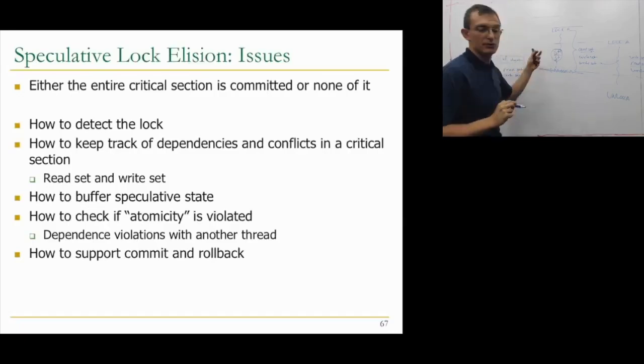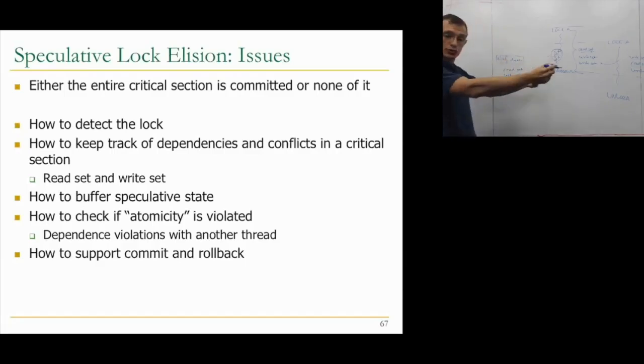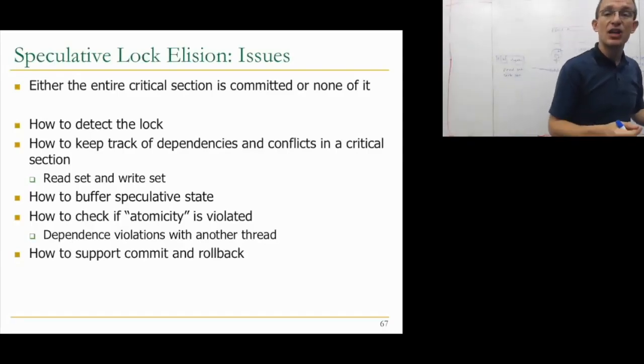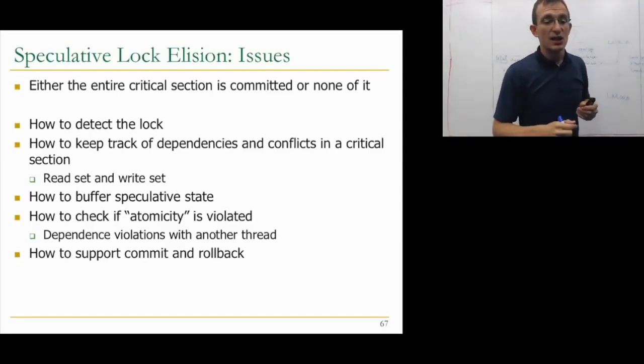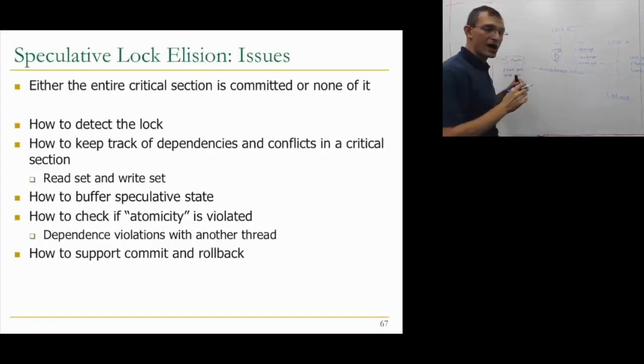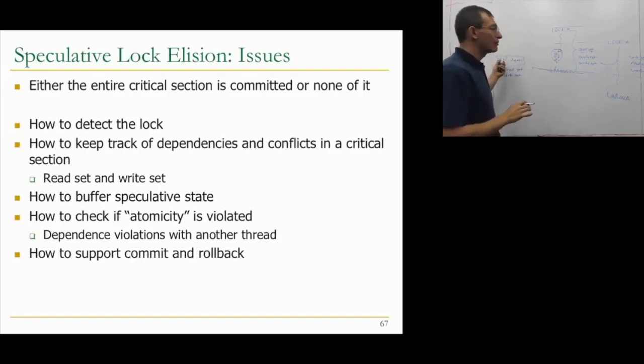Address resolution buffer was one example. You could buffer in the cache. Of course, you need to change the coherence protocol such that this doesn't get exposed to other parts of the system. Okay? How do you check if atomicity is actually violated? How do you actually figure out the dependence violations, right? Using the coherence protocol was one example we've discussed earlier, what I discussed just now. Or there's an alternative strategy, right?